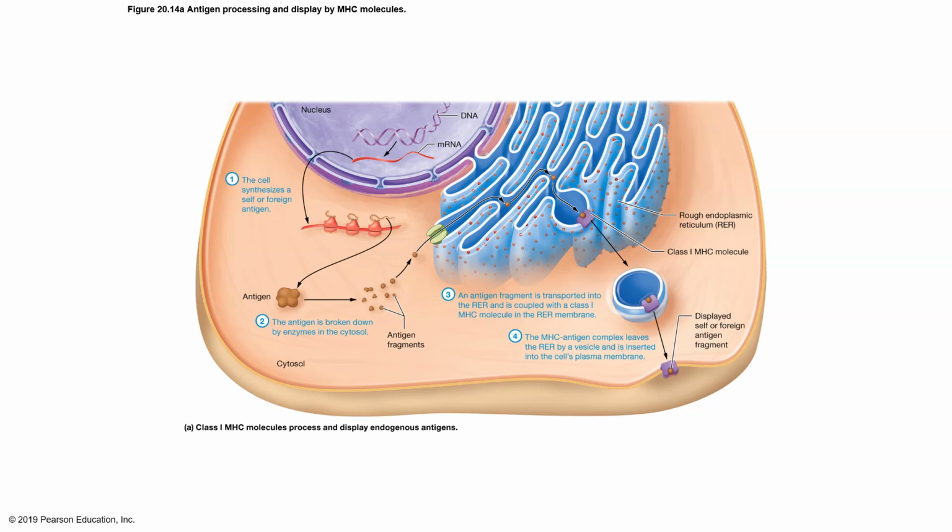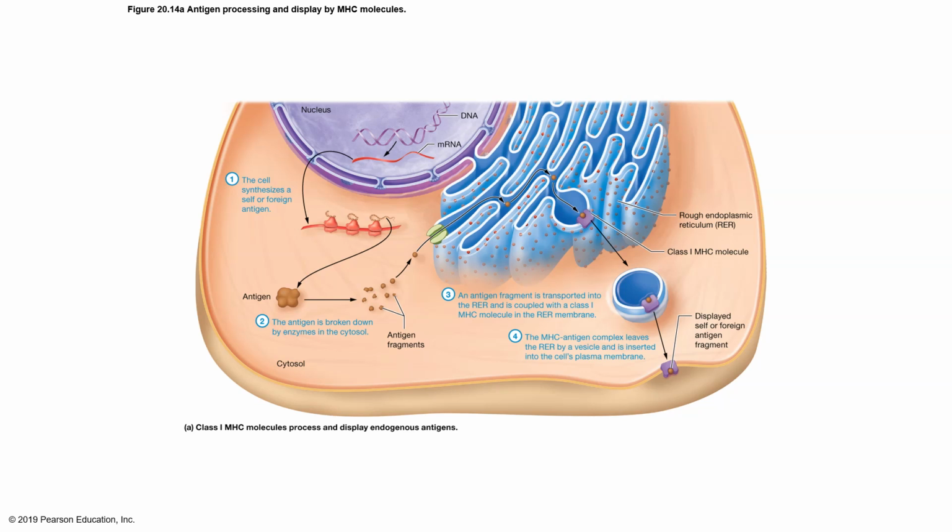The antigen then is broken down by enzymes in the cytosol. The antigen fragments are then transported into the rough ER, and then it's coupled with those class 1 MHC molecules in the rough ER membrane. Okay, and then now you've got this MHC antigen complex that can leave the rough ER by a vesicle, and then it's inserted onto the plasma membrane.